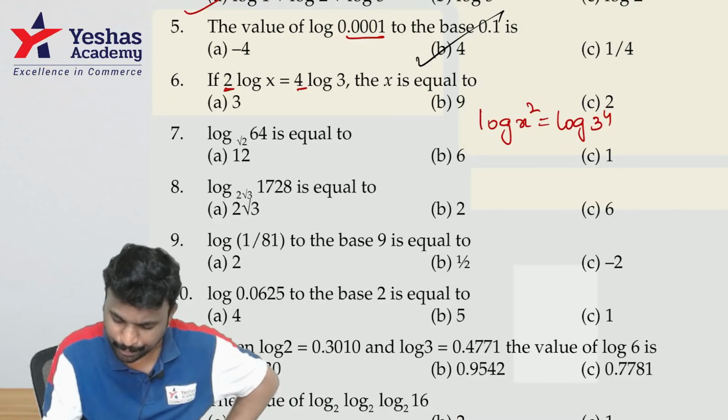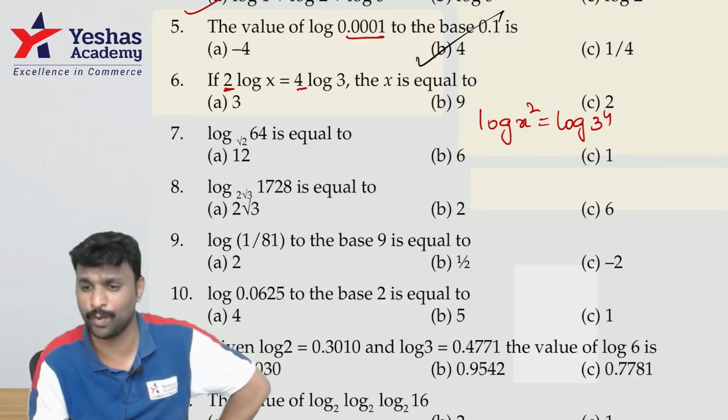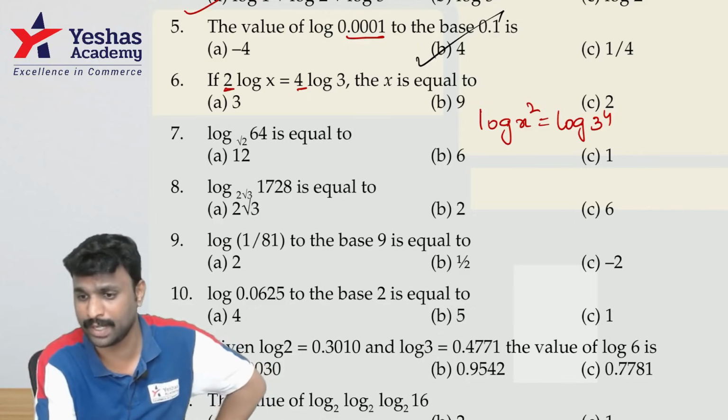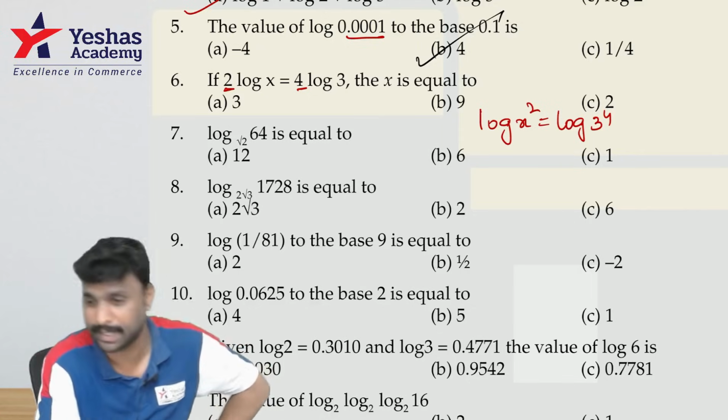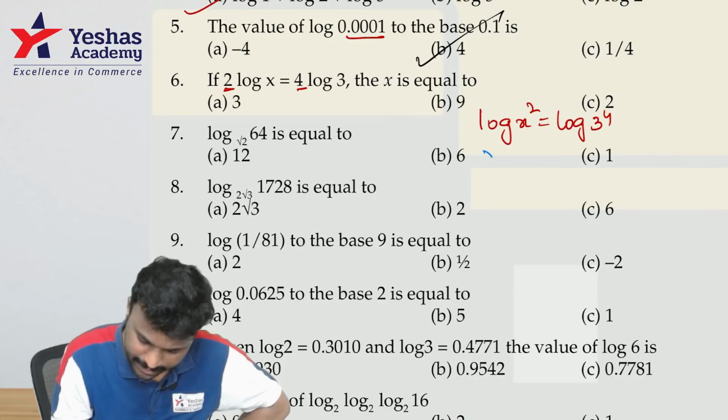Have a look at this. We can cancel log on both the sides. So what are we left with? x square is 3 power 4. What is 3 power 4, guys? 81. So x square is 81.